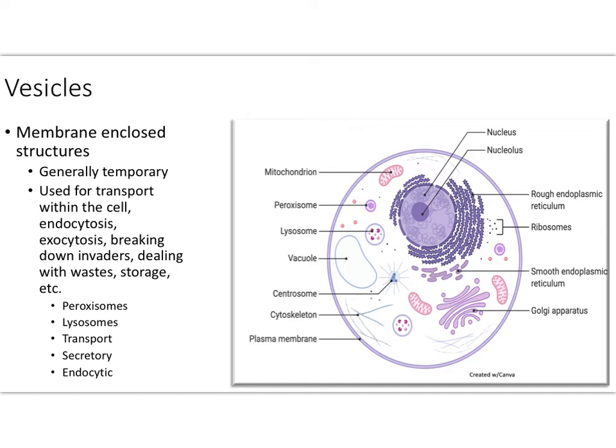In most eukaryotic cells, we will also find vesicles. Vesicles are typically membrane-enclosed structures. Usually they are temporary in nature, meaning they will come and go as the cell needs them. Typically they're used for things like transport within the cell.